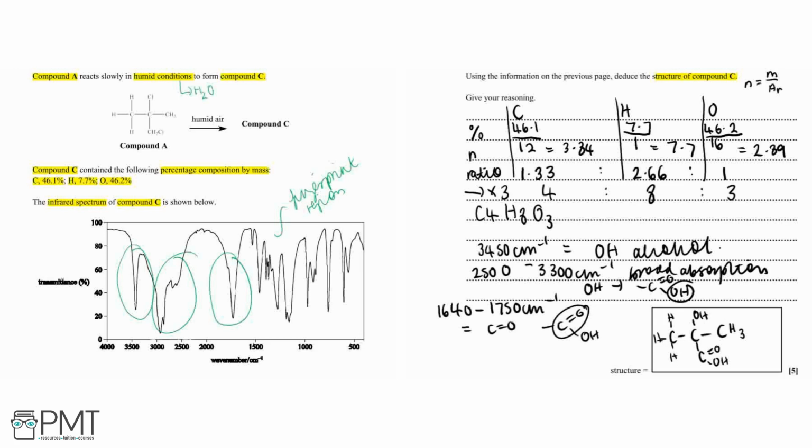And for this question, there was a mark available for the ratio, a mark available for the empirical formula. There was 1 mark available for identifying the alcohol absorption in the infrared spectrum. And then for the 4th mark, we had to identify the absorption from the OH that belonged to a carboxylic acid and the absorption belonging to the carbonyl bond for the carboxylic acid. So we had to have both of those mentioned for the 4th mark. And then the 5th and final mark was for the structure overall.